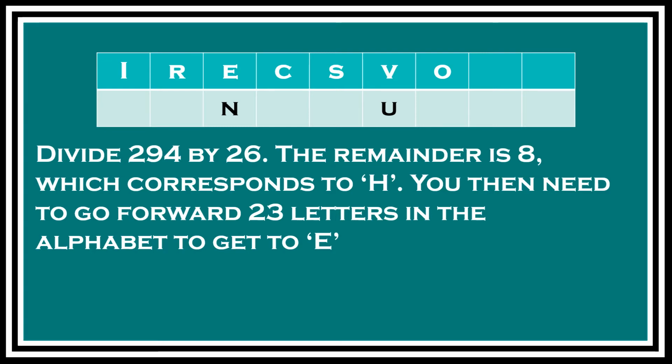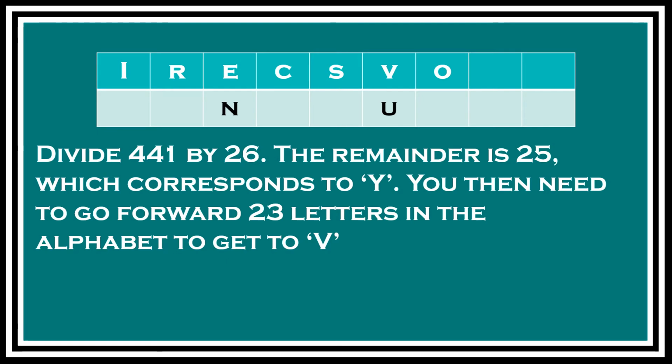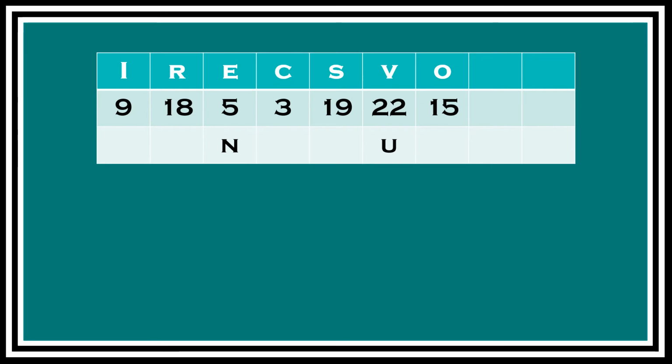But we could also use the other letter that's given to work out what the number that's added is. So we could use U instead, which is the 21st letter of the alphabet, and the multiplier we've also worked out to be 21. 21 times 21 is 441, which has a remainder of 25 when you divide that by 26, and the 25th letter of the alphabet is Y. But we want to get to V, so we need to go either backwards by 3 letters in the alphabet, or since we're talking about adding a number, we need to go almost all the way around the alphabet. We need to go forward 23 letters to get to the letter V. So 23 is the number that has been added.